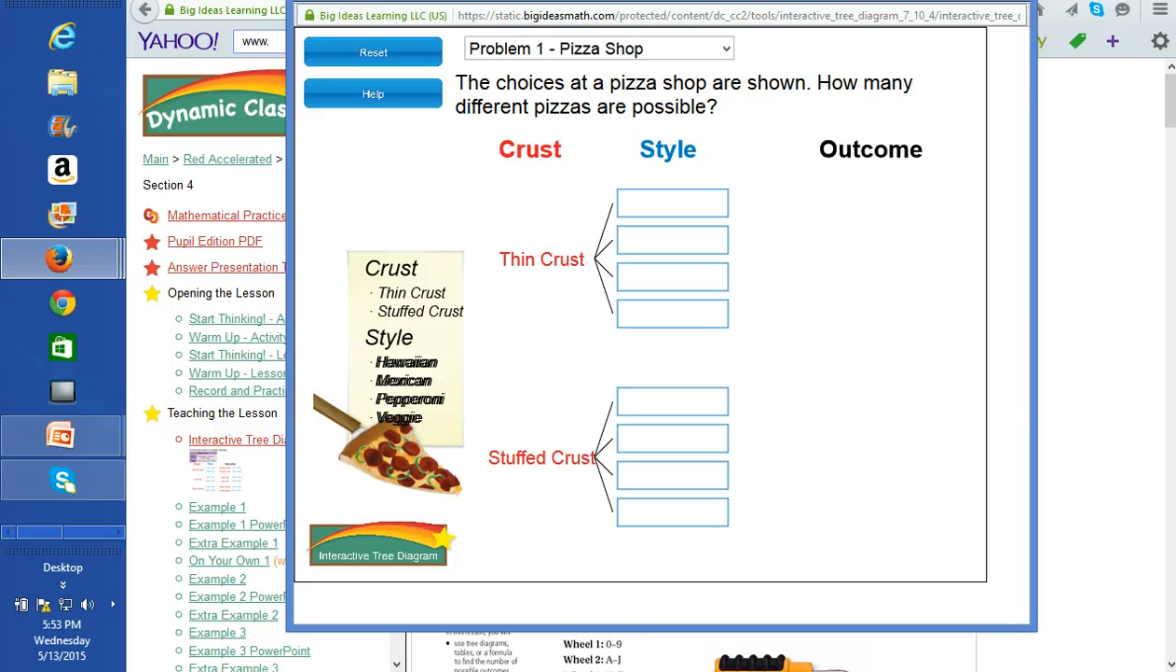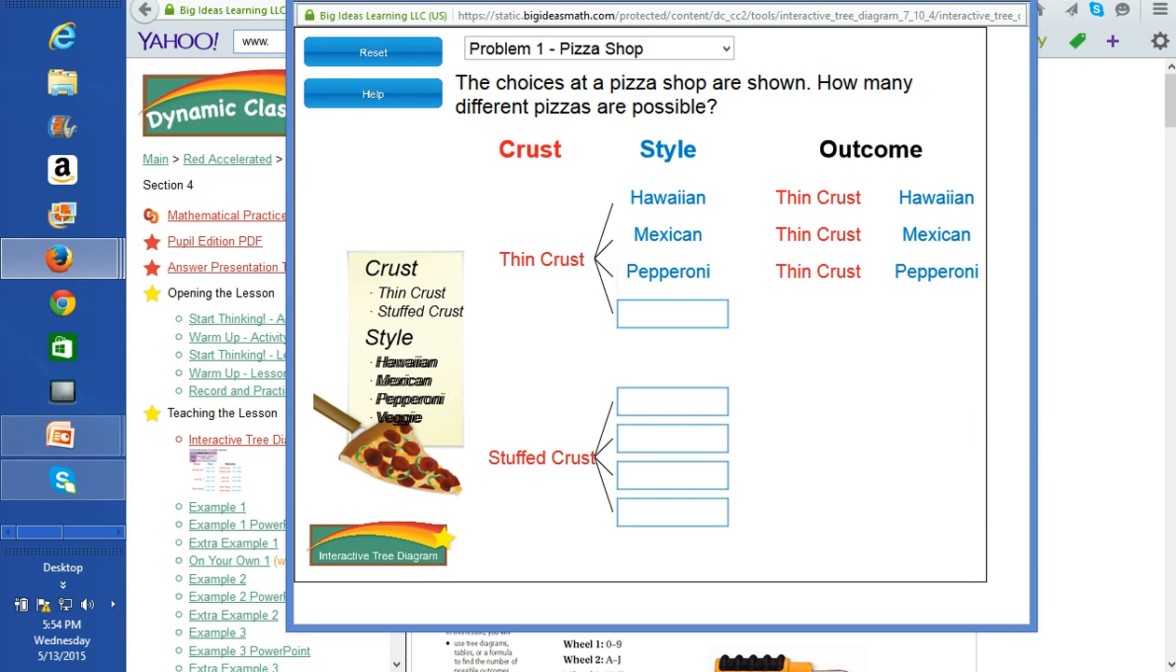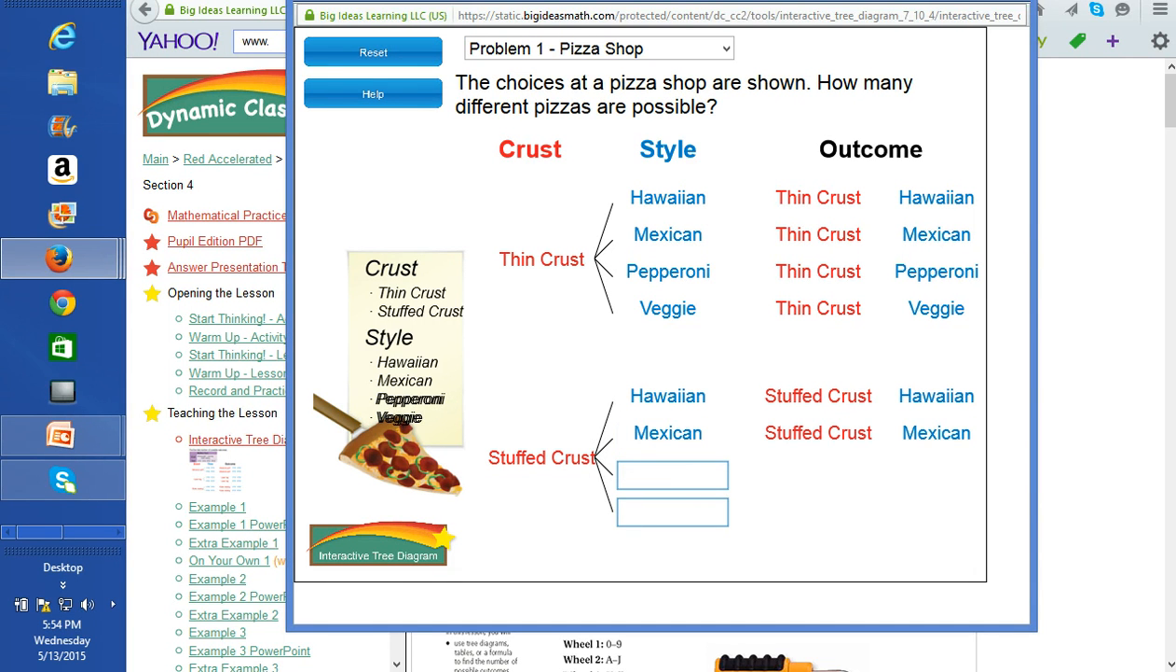Then I have styles. So I could have Hawaiian. So I could have thin crust Hawaiian, thin crust Mexican, thin crust pepperoni, or thin crust veggie. And for stuffed crust, I could have Hawaiian, Mexican, pepperoni, or veggie. So these tree diagrams are a nice way to organize our possibilities.